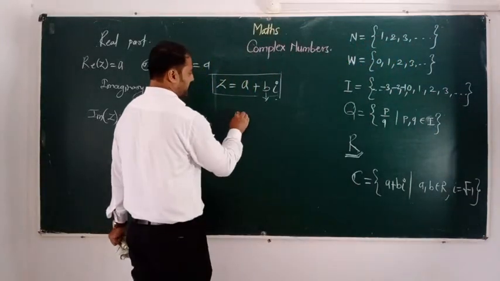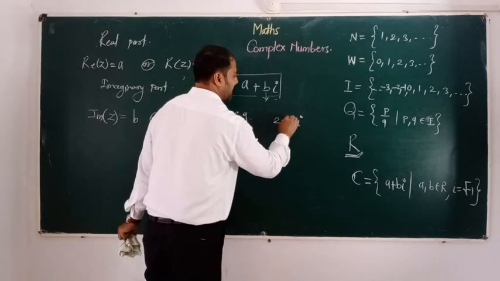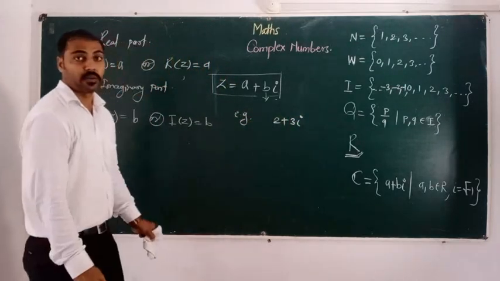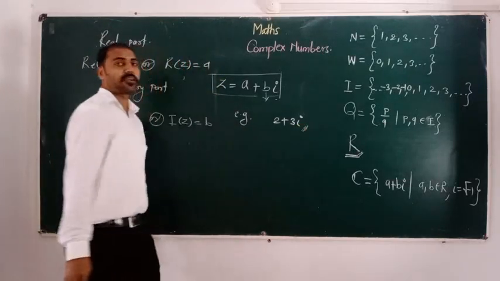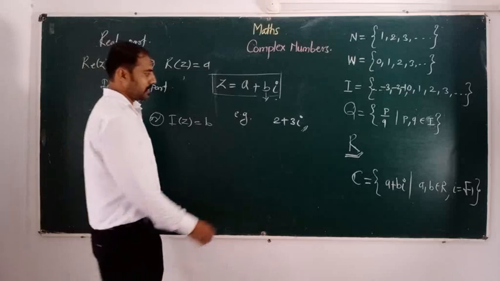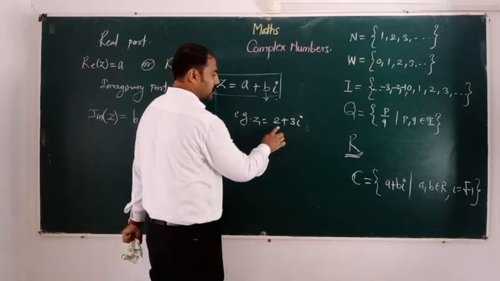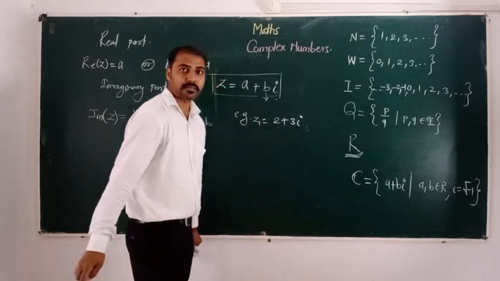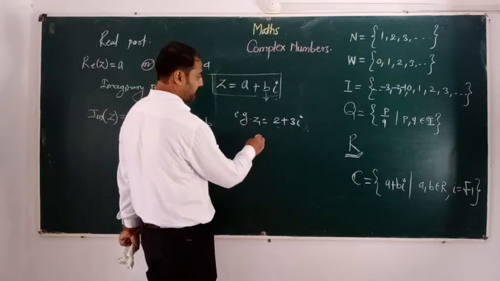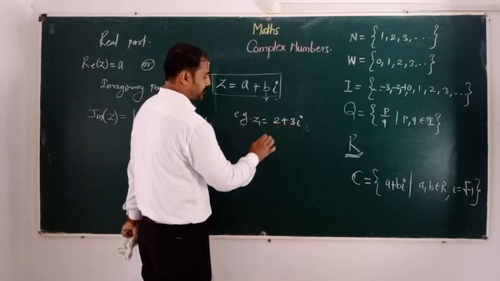For example, here the first number is 2 plus 3i. Clearly it is a complex number. Why is it a complex number? Because i, iota, is there. So it is our first complex number, denoted by z1 is equal to 2 plus 3i. 2 is called the real part and 3 is called the imaginary part, not i.